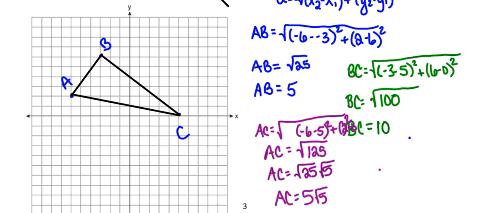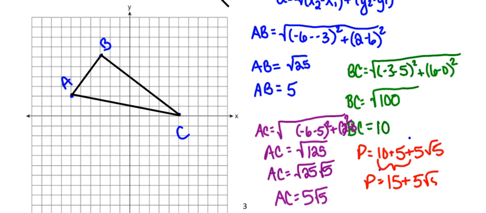So in order to find the perimeter of this triangle, I'm going to have to take the lengths of all 3 sides and add them together. When I do that, the 10 and the 5 will combine to make 15, plus my 5 square roots of 5. So I find that the perimeter of that triangle is 15 plus 5 square roots of 5.